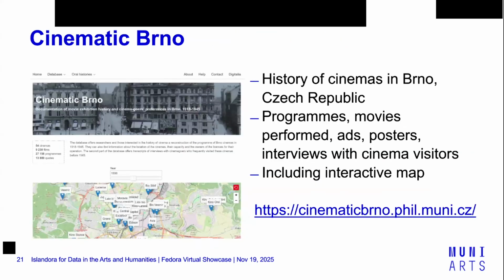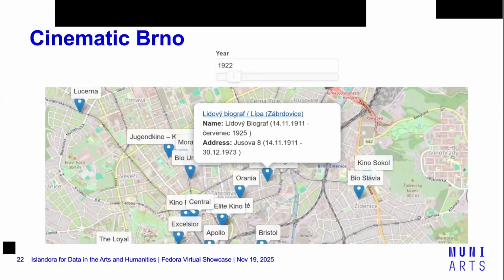So another example is a platform which is called Cinematic Brno. It covers the history of cinemas in Brno, and the content is scanned programs, what movies have been performed when, and there are scans of ads, posters, there are interviews with cinema visitors, etc., etc. This platform includes an interactive map, where you can just use a slider and choose a different year and see which cinema was located where in the city of Brno.